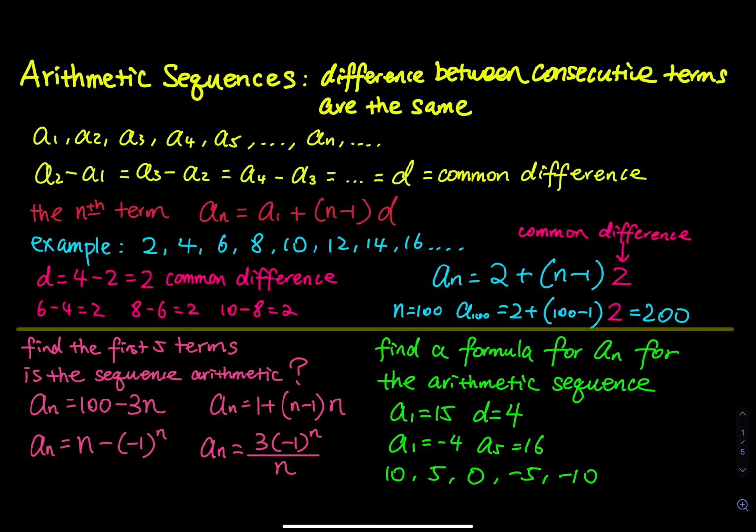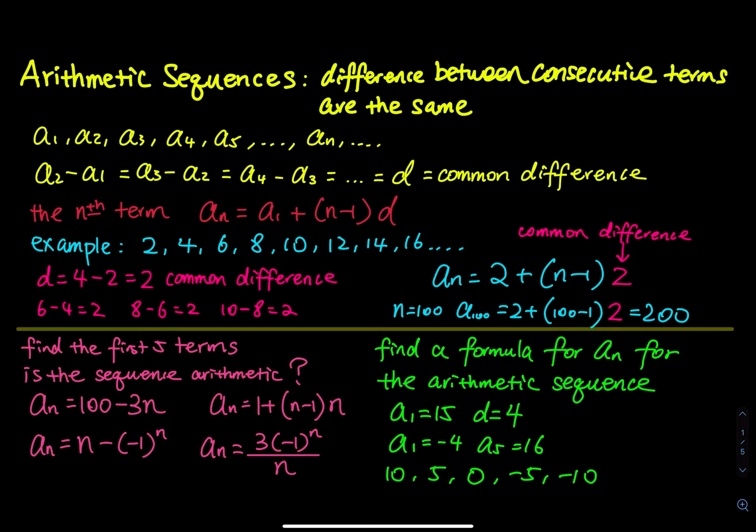Introducing arithmetic sequences. So what is an arithmetic sequence? That is, the difference between consecutive terms is the same. So let's say we have a sequence a1, a2, a3, a4, a5 to an, and then keep on going. If you look at the difference of the first two terms, a2 minus a1, that is equal to the difference of the second and the third term, a3 minus a2, which is equal to the difference between the fourth and the third term, a4 minus a3, which is also equal to the difference of the fifth and the fourth term, a5 minus a4, and then keep on going.